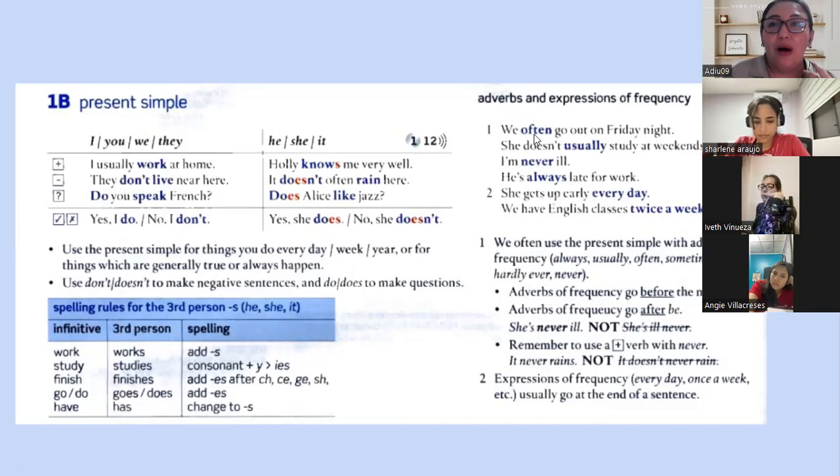We often go out on Friday. Otras expresiones que se usan con simple present son los adverbios de frecuencia. We always do the dishes every day. I always go to the supermarket. So these are facts that happen every day, and we usually use adverbs of frequency. She never goes to work on Fridays. Nunca, right? That's a fact. He is always late for work. So these are called adverbs of frequency or adverbios de frecuencia.